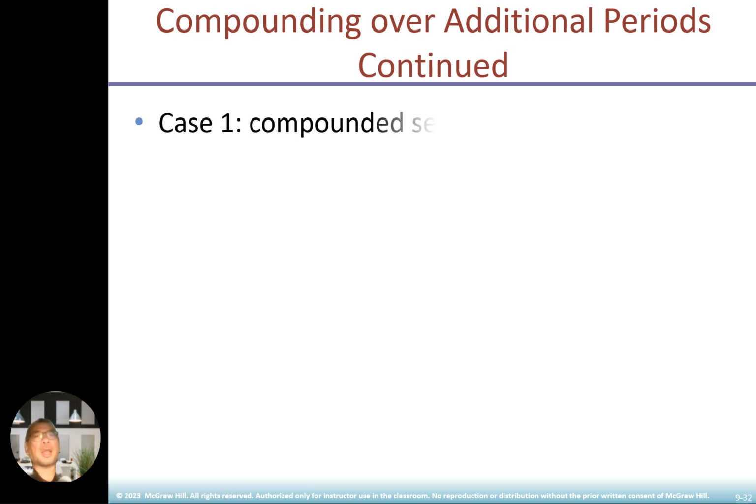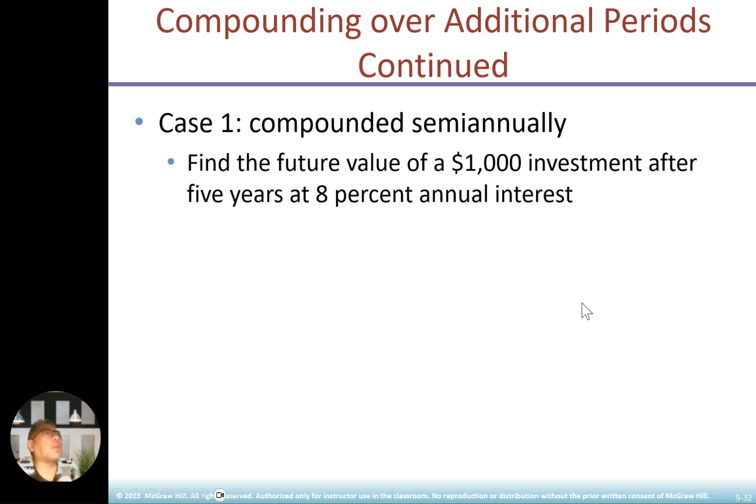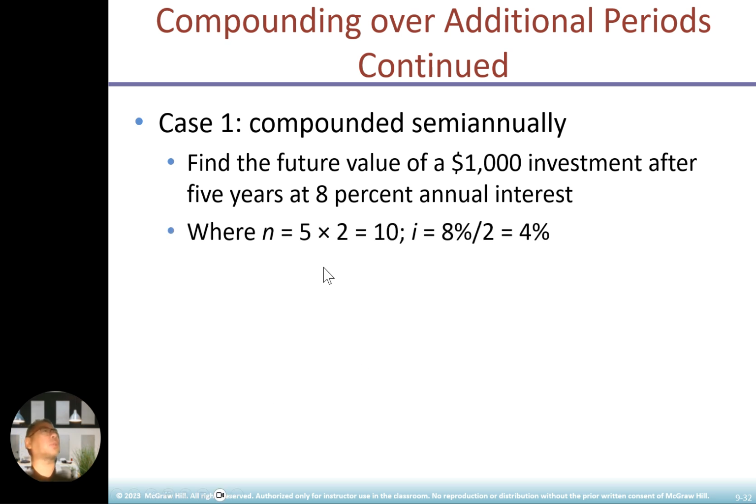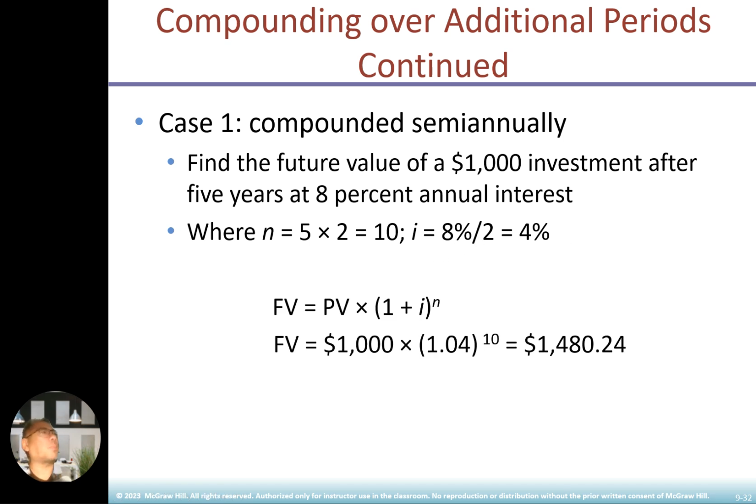Okay. Case 1, compounded semi-annually: find the future value of a 1,000 investment after 5 years at 8% annual interest, where n equals 5 times 2 equals 10, and I is 8% divided by 2 equals 4%. Remember, this is semi-annually, so you have to divide by 2. Five years times 2 becomes 10, and I becomes 4%. You use the formula and plug in, and you get 1,480.24.